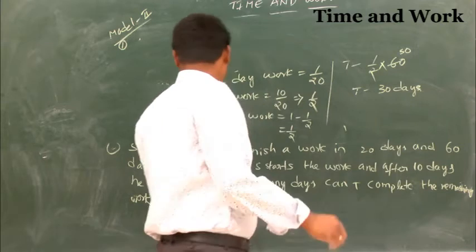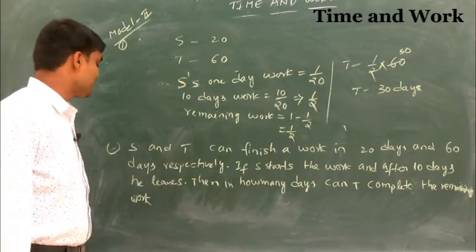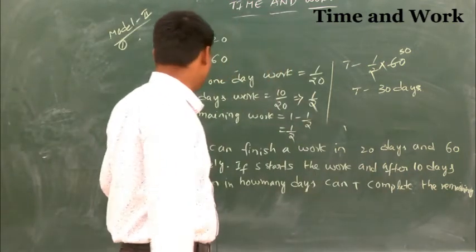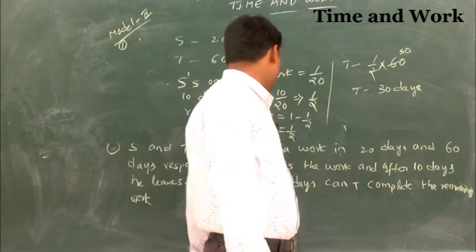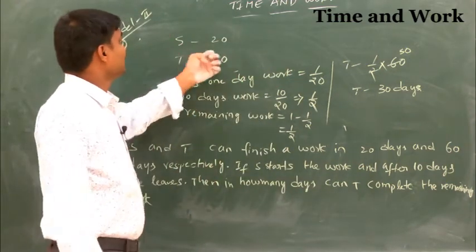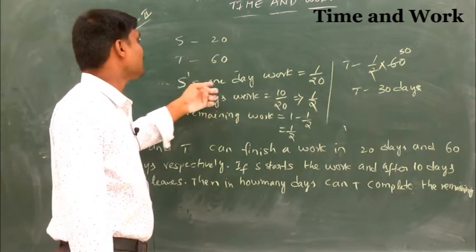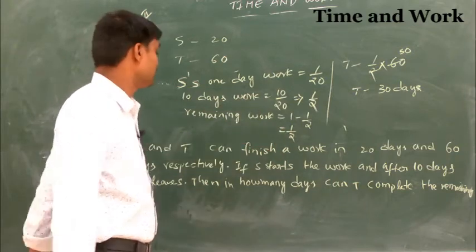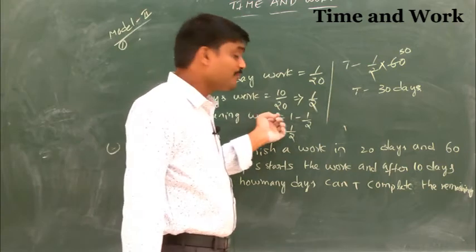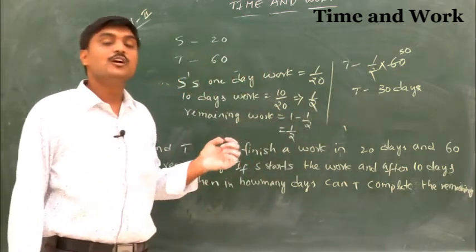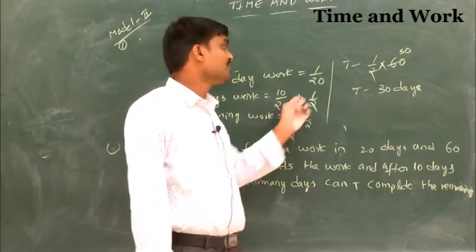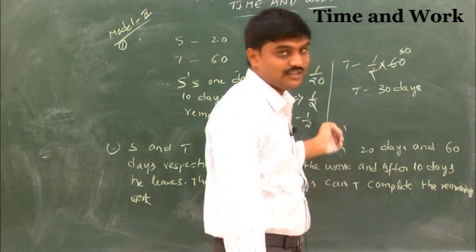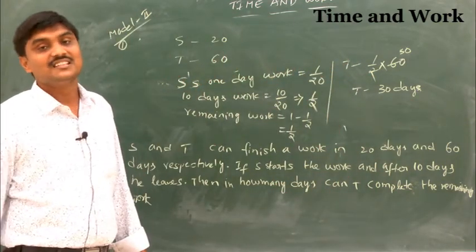Once again, S and T can finish the work in 20 days and 60 days respectively. If S starts the work and after 10 days he leaves, then in how many days does T complete the remaining work? S 20, T 60. So S's 1 day work is 1 by 20. So 10 days work is 10 by 20, that is 1 by 2. So the remaining work is 1 minus 1 by 2. You can take the work unit as 1 only, that's why 1 by 2. So T: 1 by 2 into 60, so the remaining work will be completed by T in 30 days.